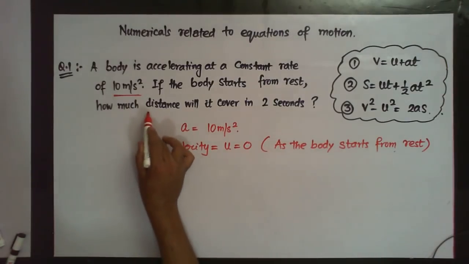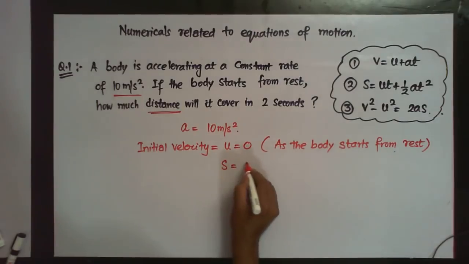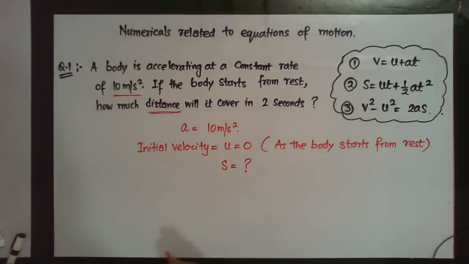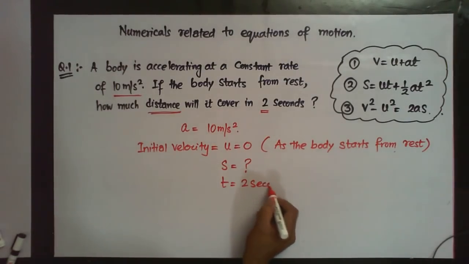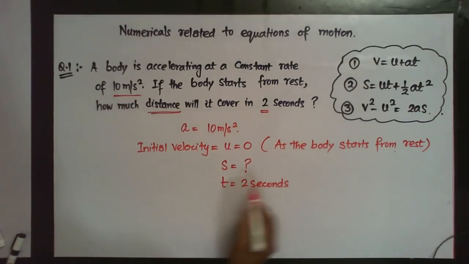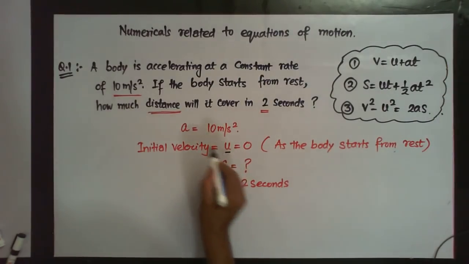How much distance will it cover? So distance is represented by S. We have to calculate the distance traveled in 2 seconds. So time is given, 2 seconds. Now if you look at this, we have got S, T, U and A.